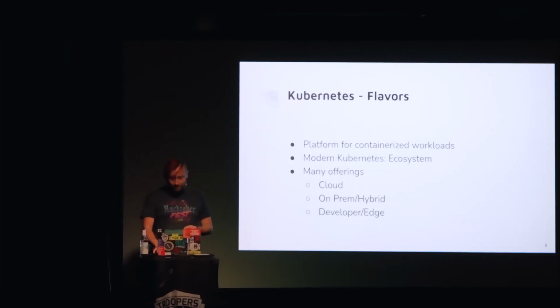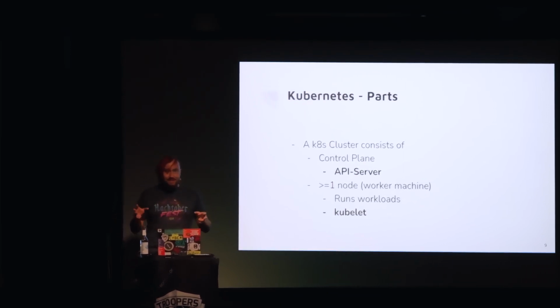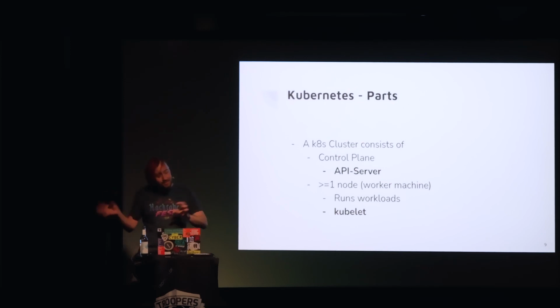Super quick, last slide, I promise, at least for Kubernetes: Kubernetes is usually comprised of two big parts, which are the control plane, which hosts the API server, which does a lot of management stuff for you. And then you have one or multiple nodes that actually run the workloads.